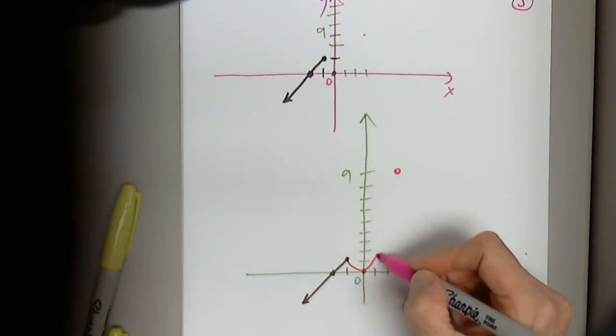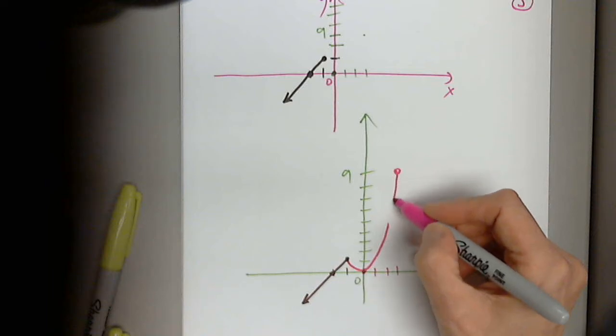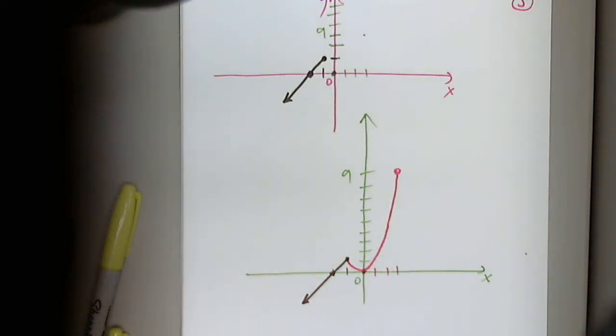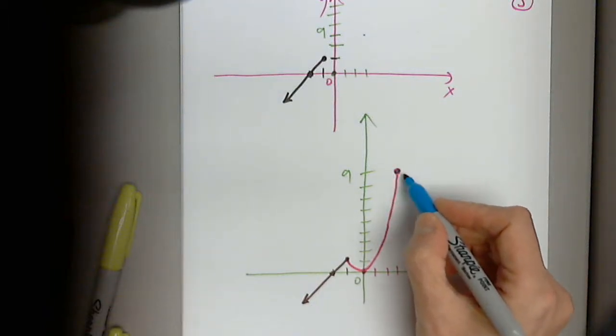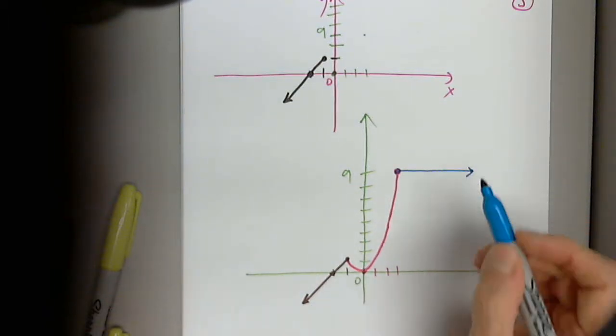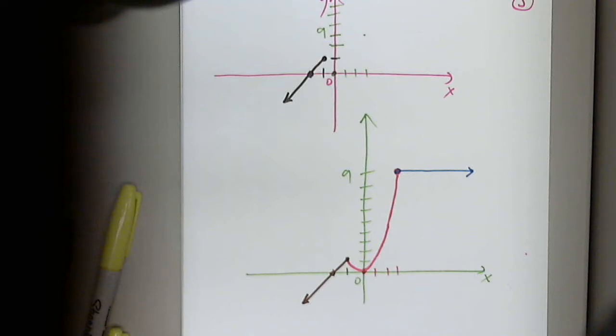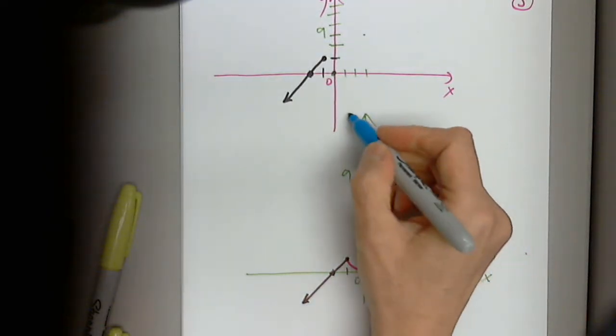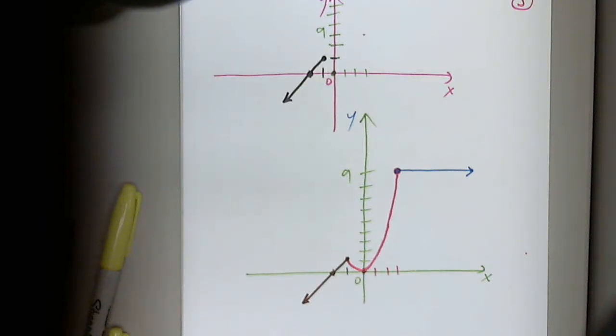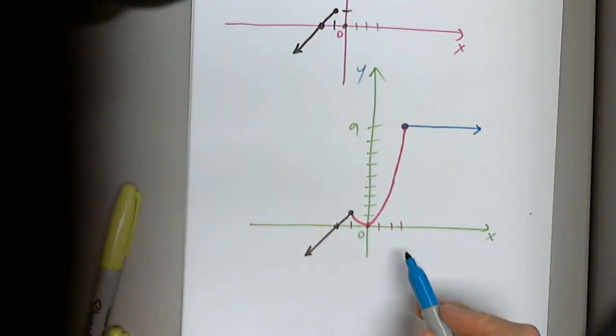This is a parabola opening up. However, 3, 9 starts at the same point and continues horizontally with y equals 9. So this is the graph, and it happened that the left and the right were the same point for both. Can anyone give us the range of this function?